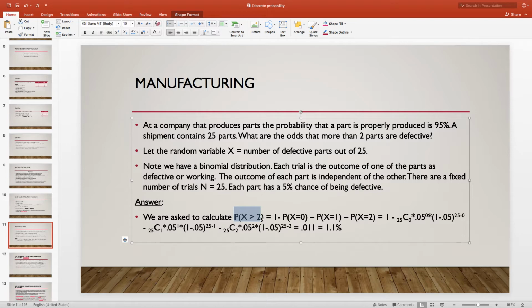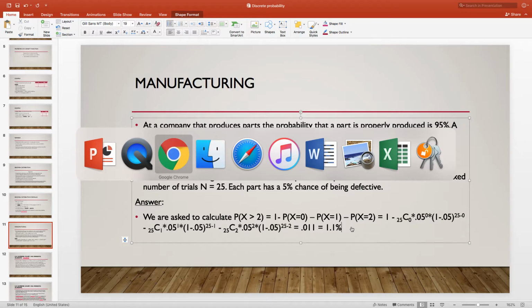The complement of X being bigger than 2 would be X being 2 itself, because that makes the statement false. X could be 1 or X could be 0. These are the probabilities that I have to calculate, and I use the formula that I have listed, and I can see that there's a 1.1% chance that I produce more than 2 defective parts. Now, if I want to use an online calculator, there's one here.